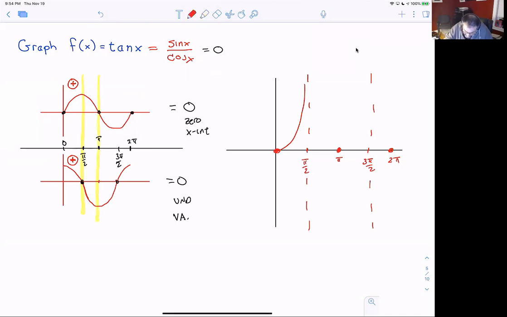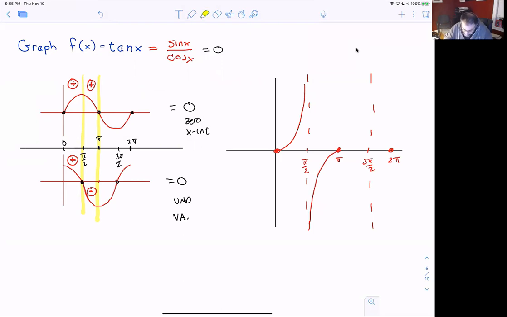Okay, so when we go to the next region, we're looking between pi over 2 and pi. Well, in this case, the sine is positive, but the cosine is negative. So when I divide those, the tangent will be negative. That means I've got to be below the axis. It's got to be this one and not the one that's above, but below the axis. So the tangent's going to leave that point and use that asymptote.